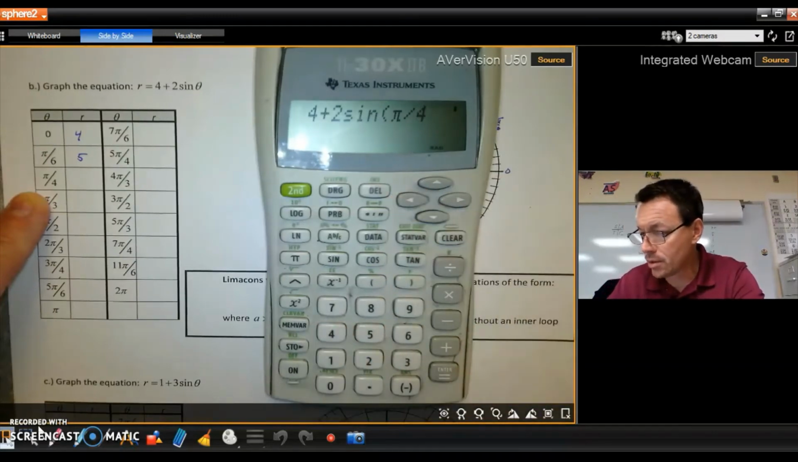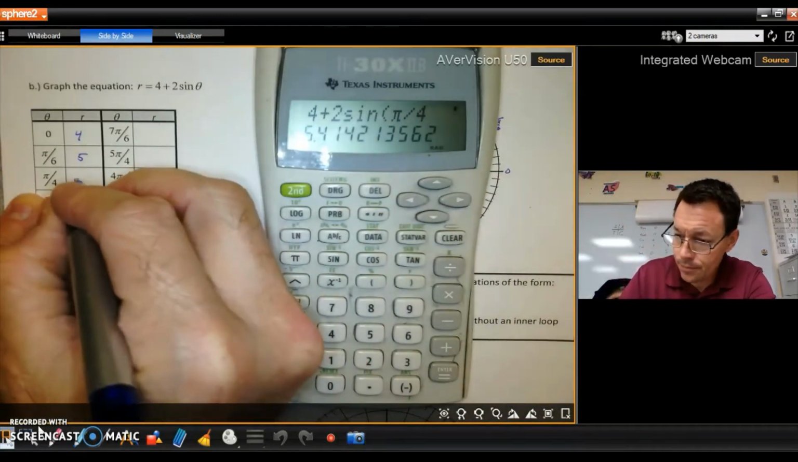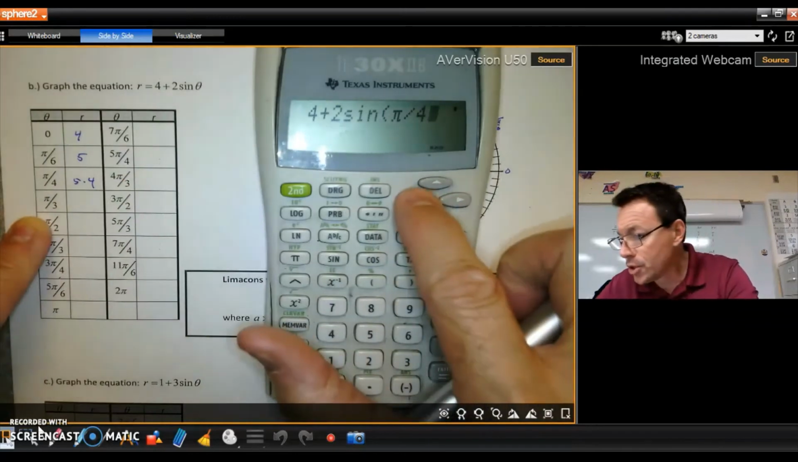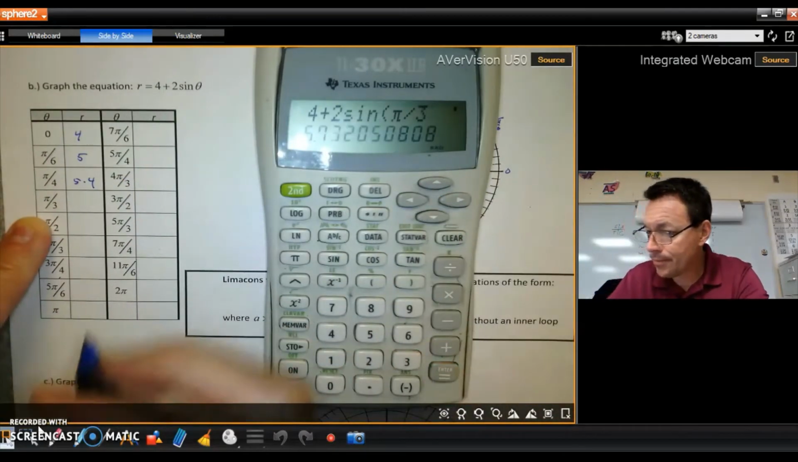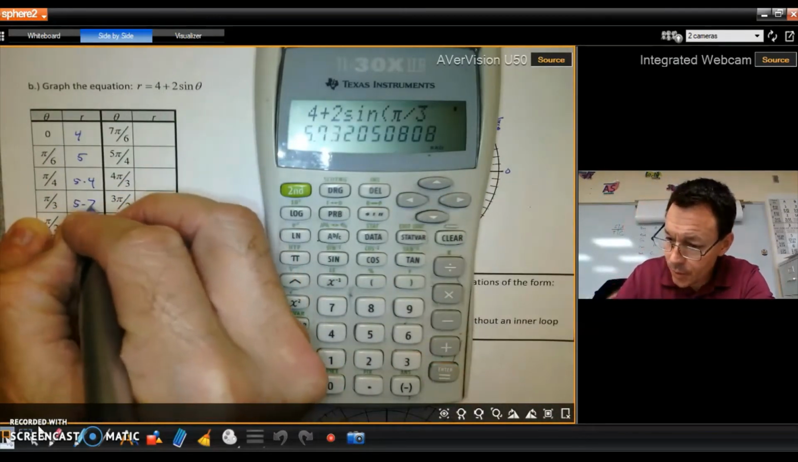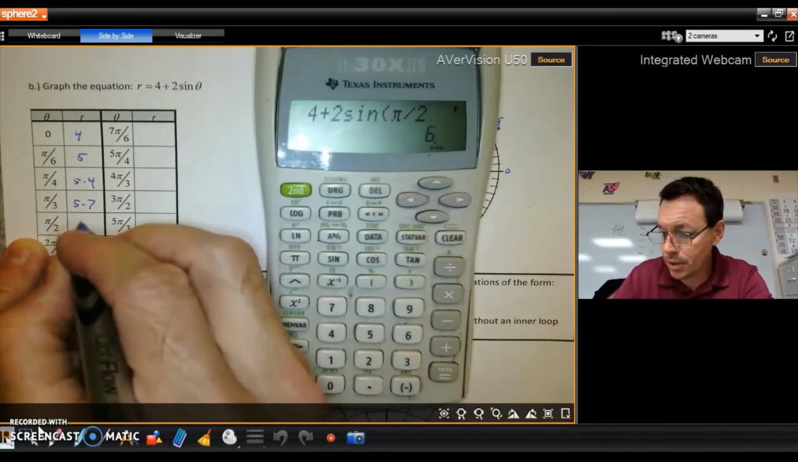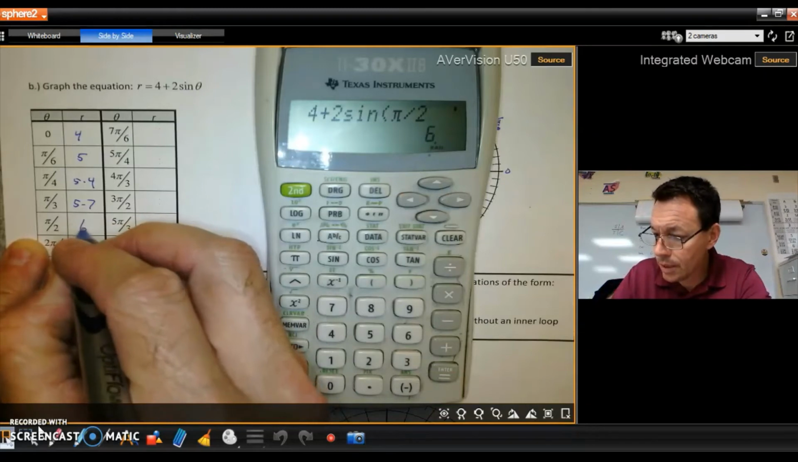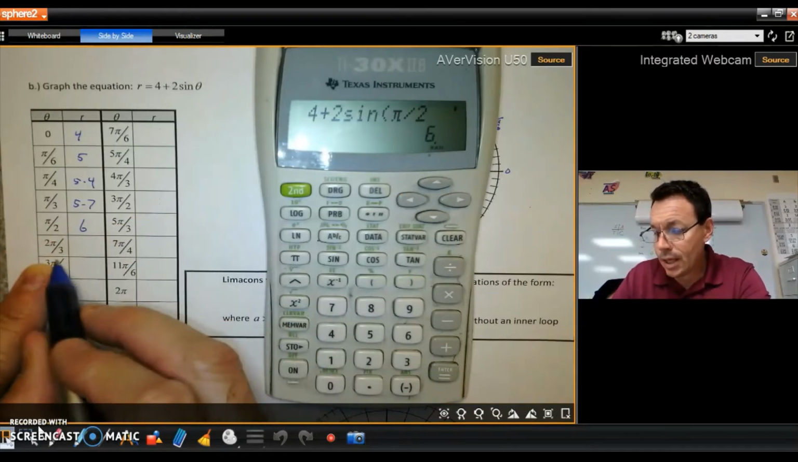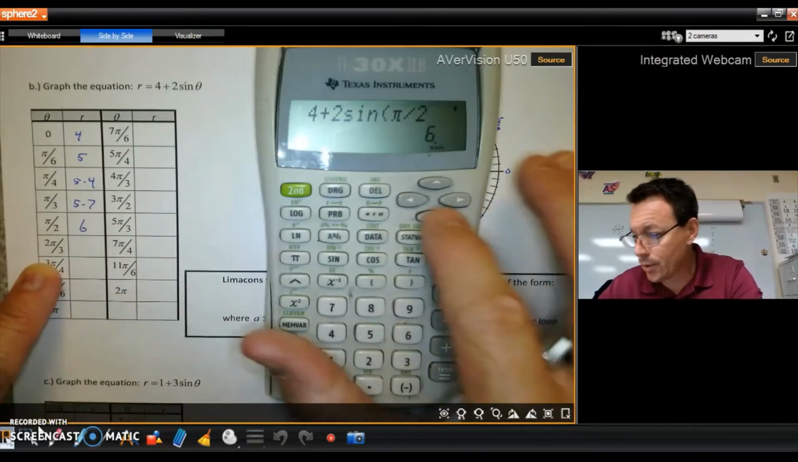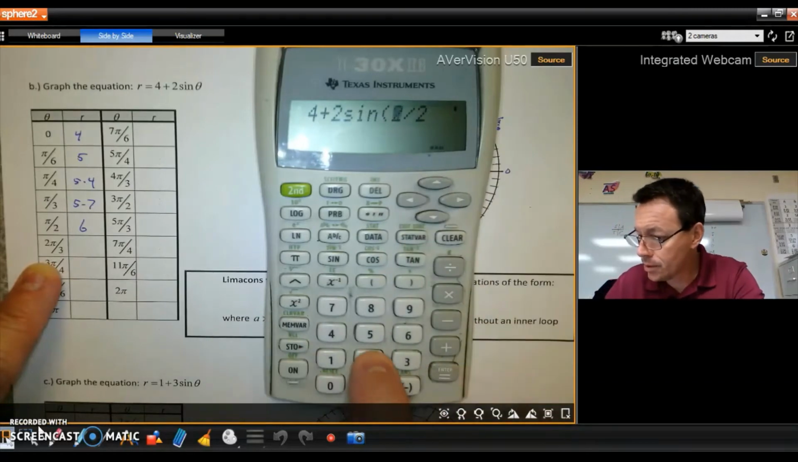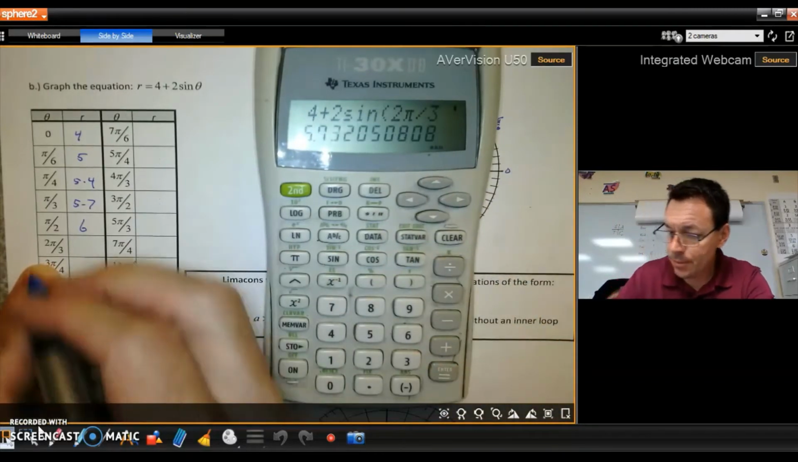Okay, we'll change the 6 to a 4. 5.4. We'll change the 4 to a 3. 5.7. Change it to, so these are pretty quick right now. So I got a 6. All right, my next one is 2 pi over 3. Okay, so I'm going to have to go and start over. 2 pi over 3. So 5.7.